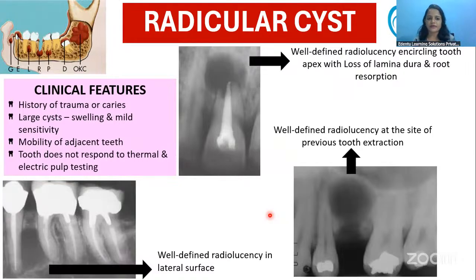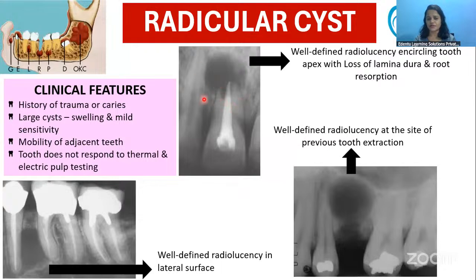Now, like I already mentioned, there will be a history of trauma and caries. And if you check these teeth, the teeth will always be non-vital. That is a major feature. You do thermal testing or electric pulp testing or any kind of testing, the teeth will not respond. It will be completely non-vital. A large cyst can cause swelling, sensitivity, and mobility.